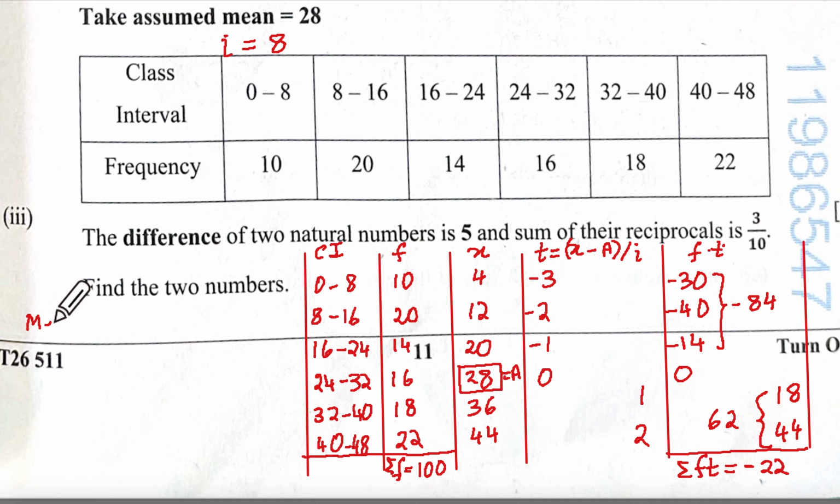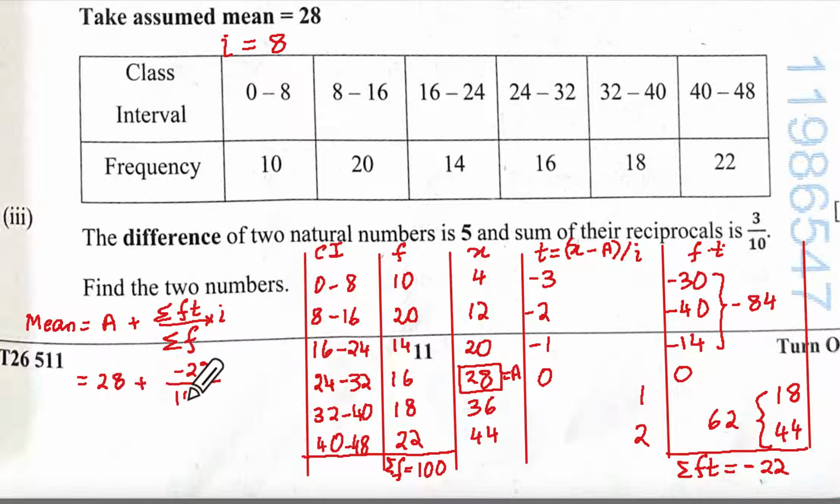What is our mean formula? Of course we have to write below this. I don't have space. Mean is going to be equal to A plus sigma fT upon sigma f multiplied by I. This is 28 plus sigma fT is minus 22 upon sigma f is 100 into I is 8.